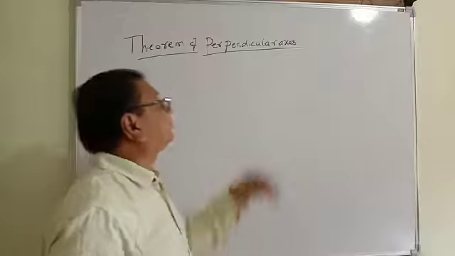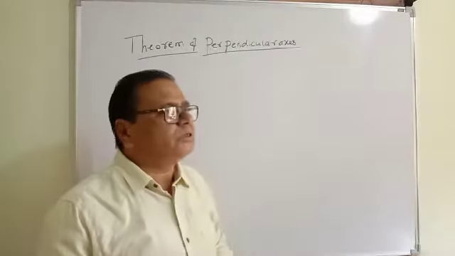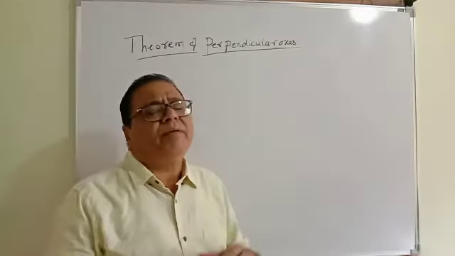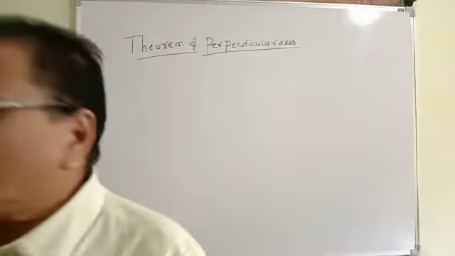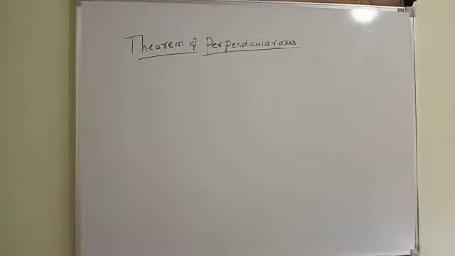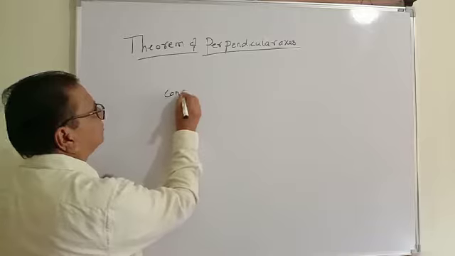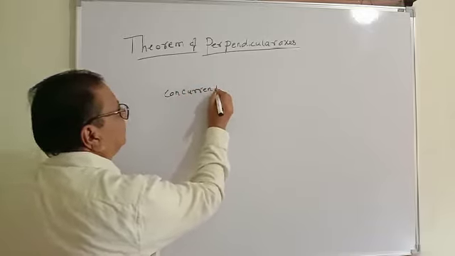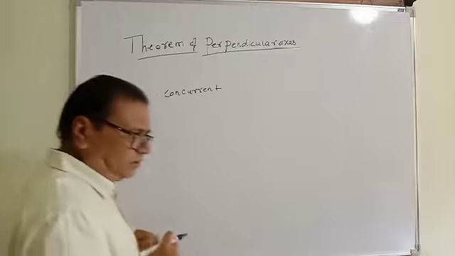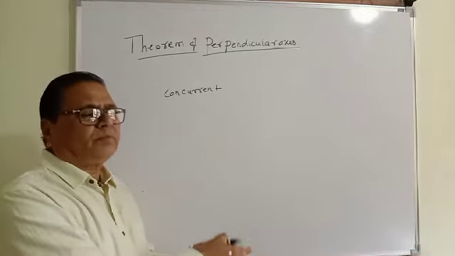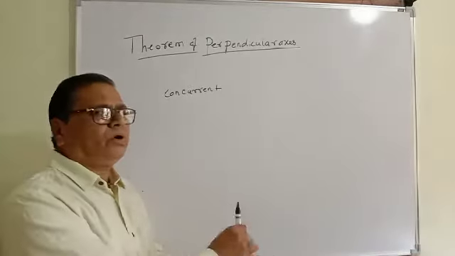This theorem of perpendicular axes is related to a laminar object. The object should be laminar and the axes should be concurrent. That means it consists of three axes. Out of the three axes, two axes are in the plane of the laminar body, and the third axis is perpendicular to it.